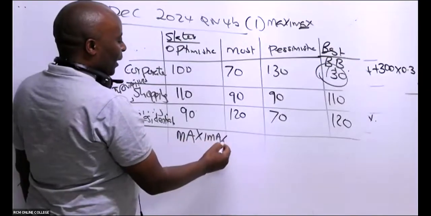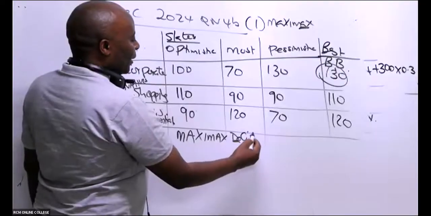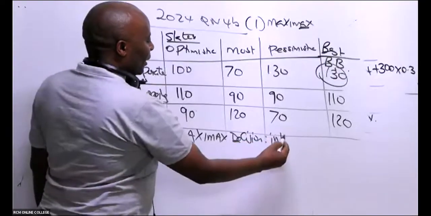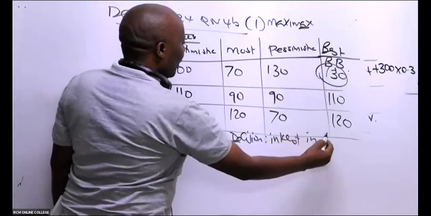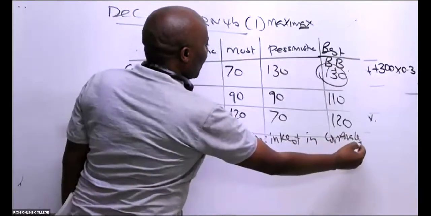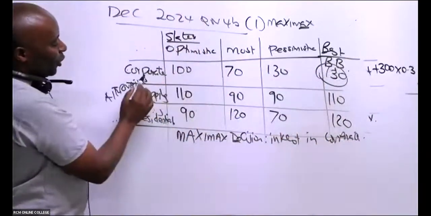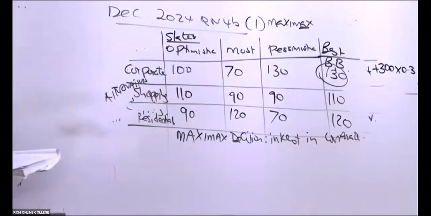maxi decision, as somebody told us there, that we should invest in what here, somebody? Corporate offices here. Invest in, because this is the one that corresponds. Corporate, yes. So up to there, ladies and gentlemen, all of us, are we really together?